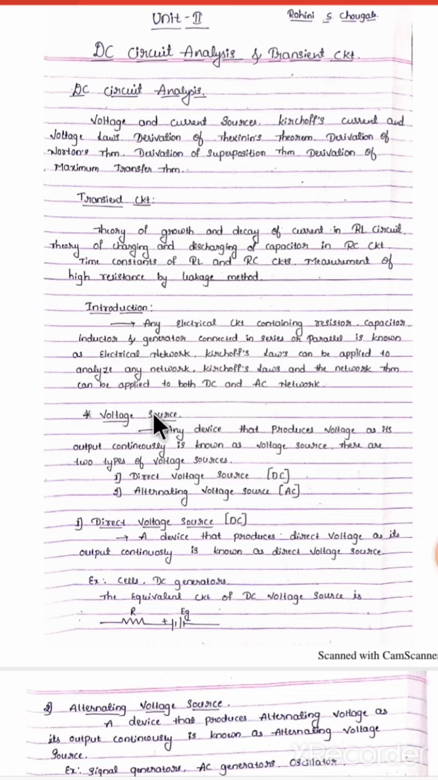Next, voltage source. So what do you mean by voltage? Voltage is the pressure. Take any coil or any material, there will be a flow of electrons. Due to that flow of electrons, current is produced. There will be some pressure, and due to that pressure, voltage is produced. So pressure is nothing but voltage. In a voltage source, any device that produces voltage as its output continuously is known as a voltage source.